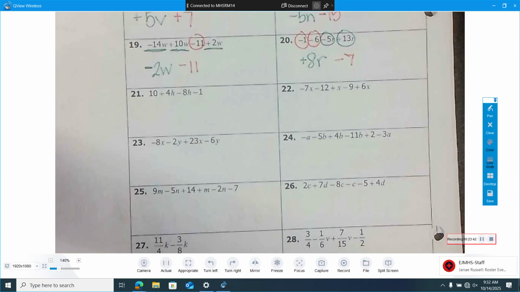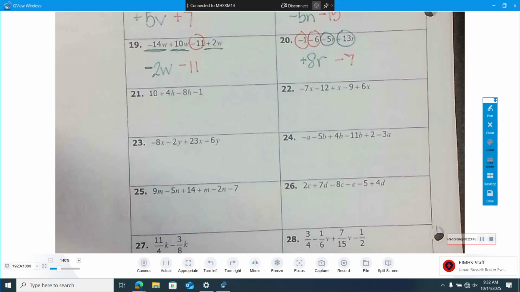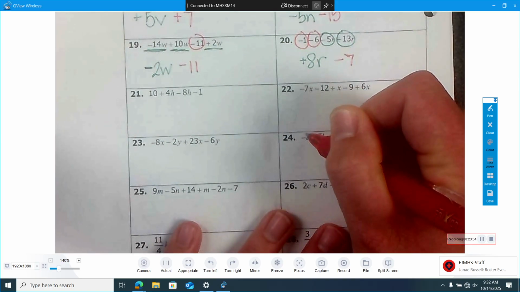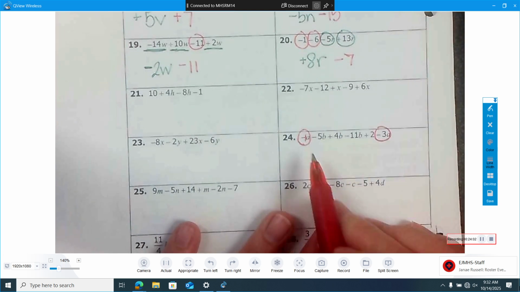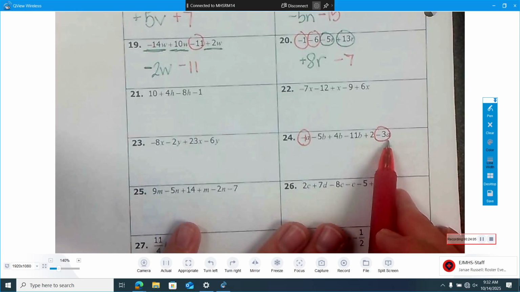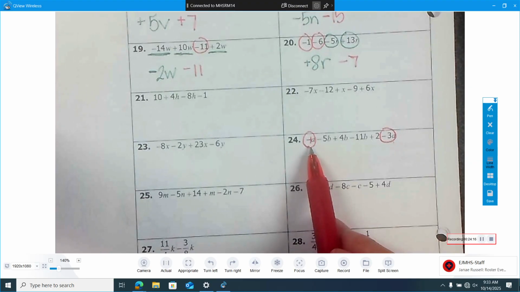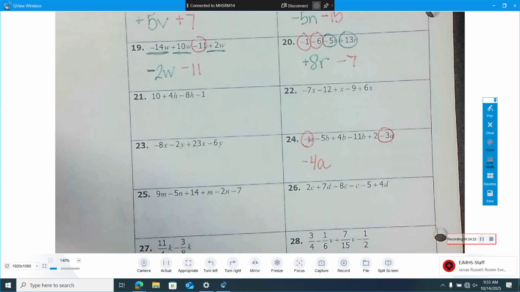Careful now. On number 24, I've got a bunch of different letters going on here. So let's start with the things with A's. What are our A variable terms? There it is, the last one, -3A. We have a -1A and we have a -3A. Did they go to war? No, they do not. They are friendlies. They are on the same team. How many of them are there now? -4. Very good. A -1 and a -3 combined give us -4.